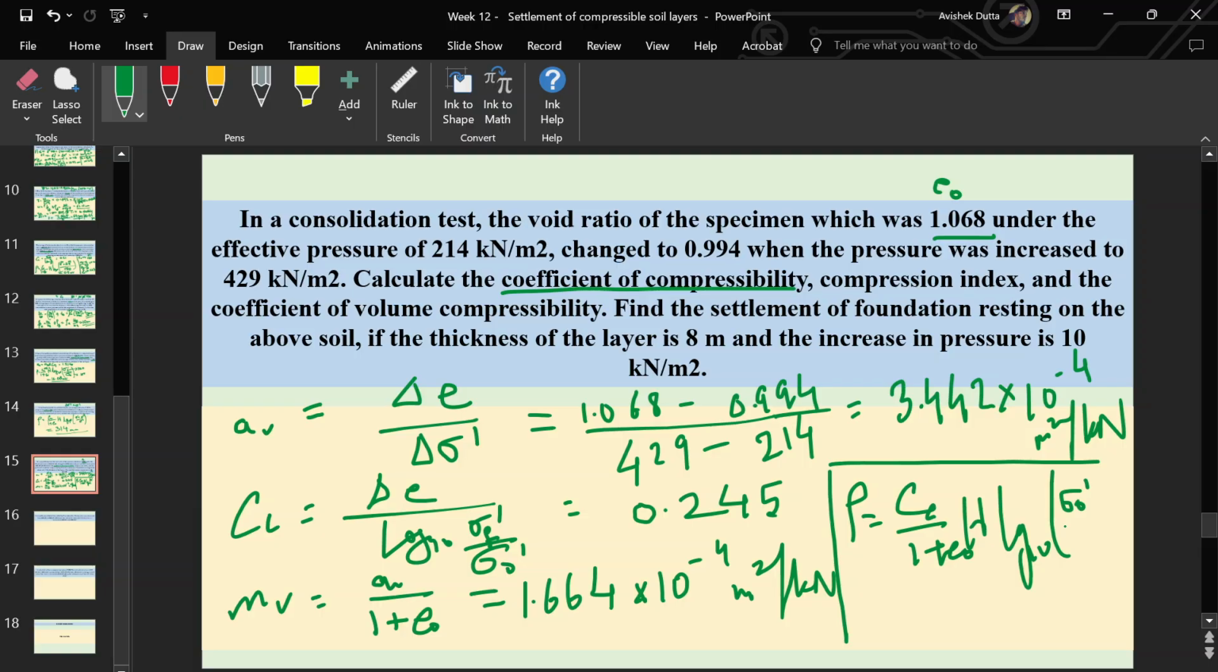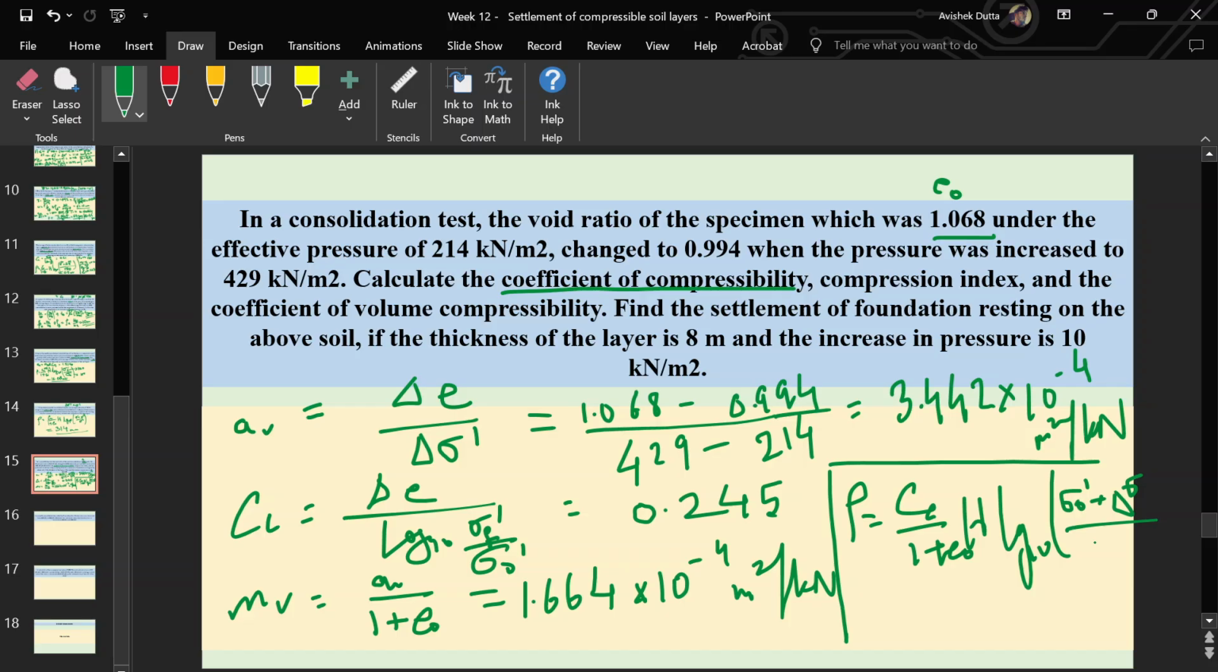Let me check. 1.664 into 10 to the power minus 4 into del sigma is 10 into 8. Okay. This is what happened last time also. Now use this formula and find out. No, you cannot use that formula, because that is for the ultimate settlement formula.